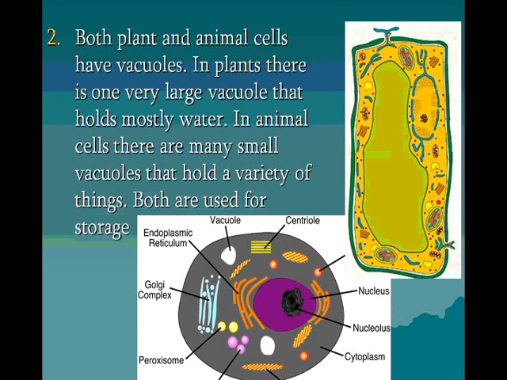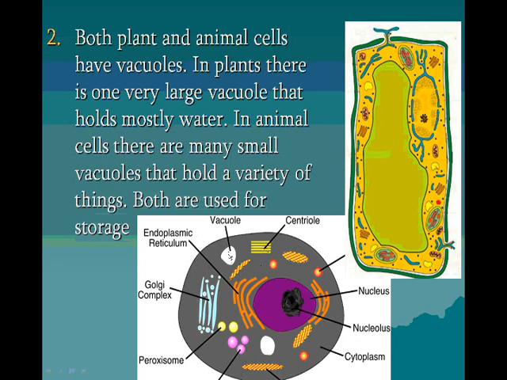Some other differences. Both plant and animal cells have vacuoles, but in plant cells, there's one large central vacuole. That large central vacuole is shown here, this big one right here, and it holds primarily water. That's what allows the plant cell to maintain its shape. So if the plant starts to run out of water, and it uses the water in here, this will shrivel up and cause the plant to wilt.